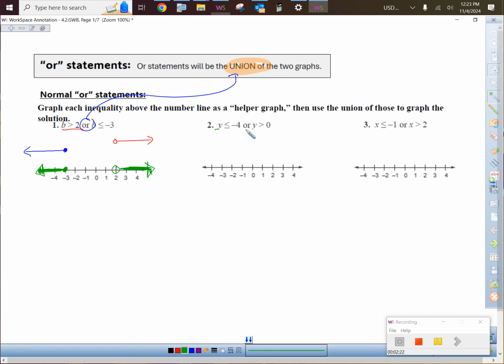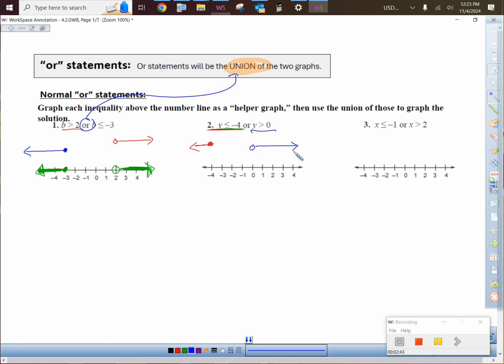Let's try that again with helper graphs. First guy, I will graph him as a helper graph. I'm going to make him red. So a closed dot at negative 4, up above. Less than, going to the left. Then the second one, y greater than 0. So I go to 0, put an open dot, and he's going to go this way.